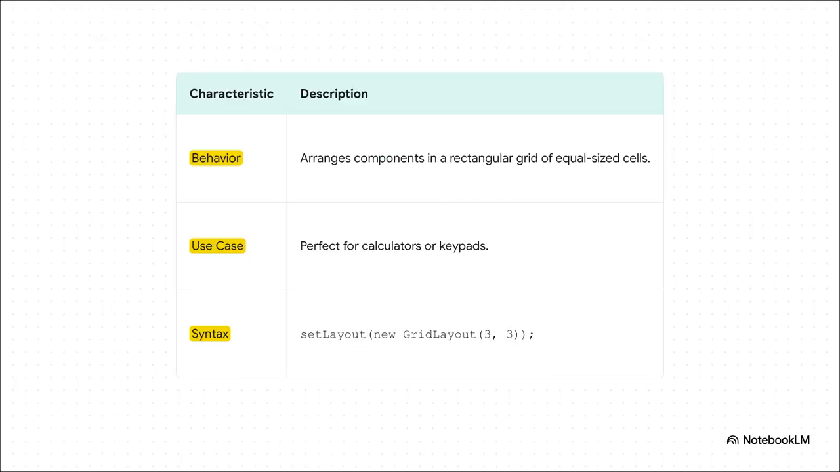And then we have grid layout. If you need a perfect grid of equally sized things, this is your guy. Think of a calculator keypad. That's the classic example. You just tell it how many rows and columns you want, say 3 by 3. Then, every single component you add gets squeezed into a cell of the exact same size, no exceptions. It's rigid, but it's perfect for that kind of uniform layout.